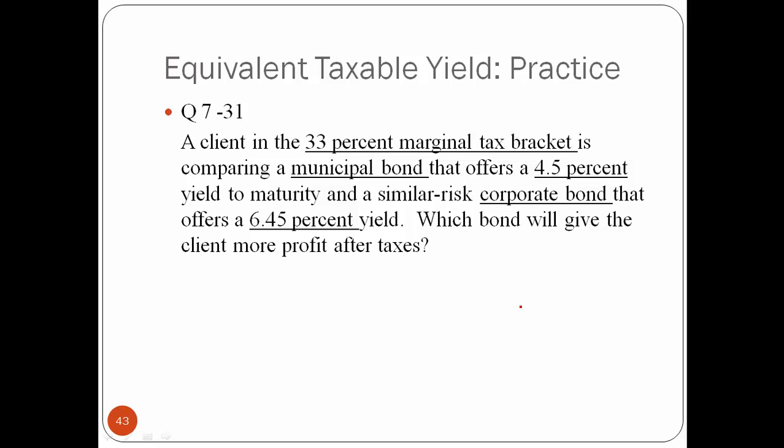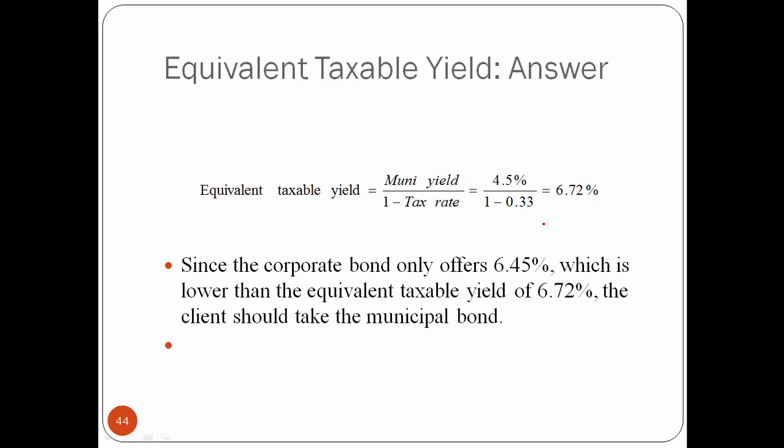There's another practice question for you to think about, and this is question number 31 from the end of chapter 7, and the answer is provided here. Equivalent taxable yield as calculated is 6.72%. That means a corporate bond has to offer at least 6.72%. Now you do have a corporate bond that offers 6.45%, which is not enough. That means you should take the muni bonds instead of the corporate bonds.